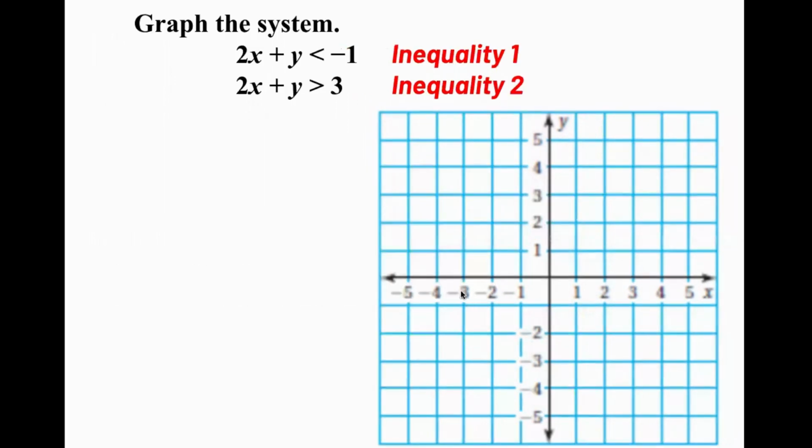So let's go ahead and do a few more examples. We're going to graph this system. Our first inequality is 2x plus y is less than -1. The second one is 2x plus y is greater than 3.